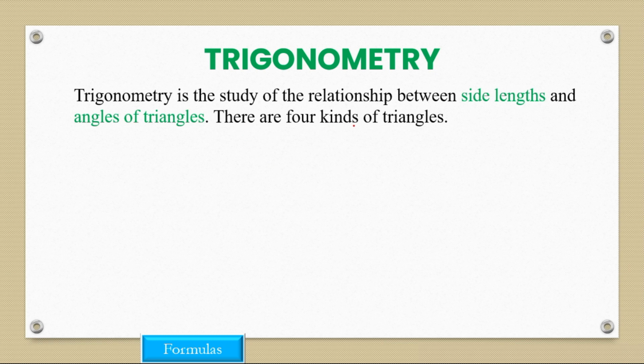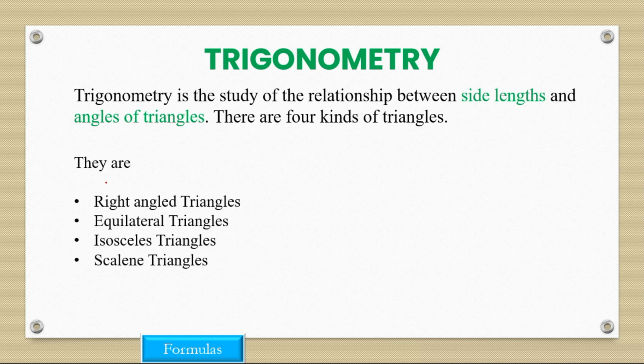So as you're saying, there are actually 4 kinds of triangles. So what are they? So they are right angled triangles. I think we know what a right angled triangle is. This is a triangle where one of the vertices actually has an angle of 90 degrees. And then we also have equilateral triangles, and these are triangles where all sides are equal. So that means the angle at each vertex is equal to 60 degrees. And then we also have isosceles triangles, and these are triangles where 2 sides are equal.